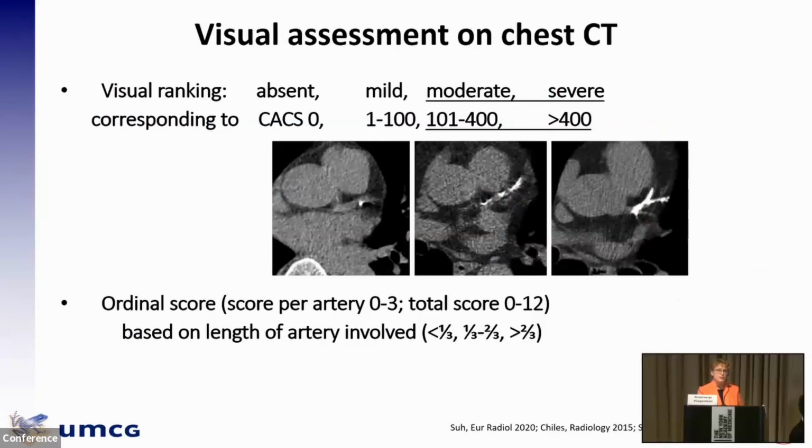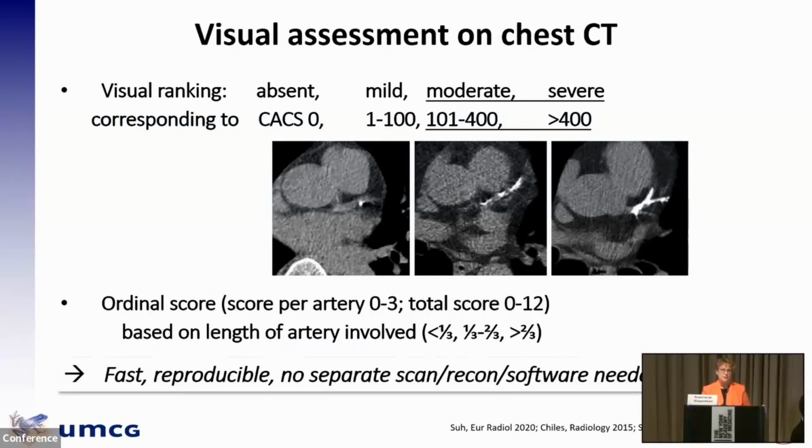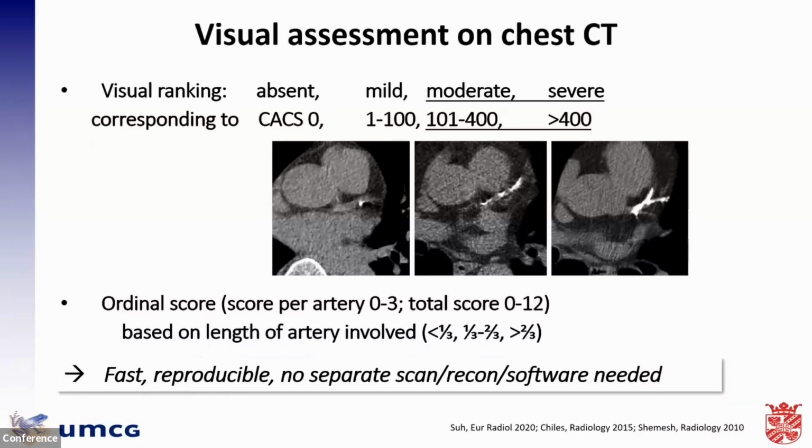Now, an alternative approach that you'll see a lot in literature is to use a visual assessment of calcium on chest CT. You can use 4 categories: absent, mild, moderate, and severe. You see here 3 examples of mild, moderate, severe. Moderate and severe kind of correspond to a calcium score of 100 to 400 and above 400. So basically, if you can just look at the scan, any kind of chest CT, doesn't matter what protocol, and look at if it's moderate or severe, then you can also select those with elevated risk of events. An alternative is the ordinal score, which was designed by Dr. Shemesh. Now, these scores are fast, reproducible, and you could just do it with any chest CT.